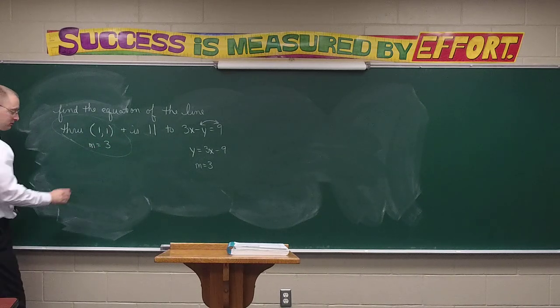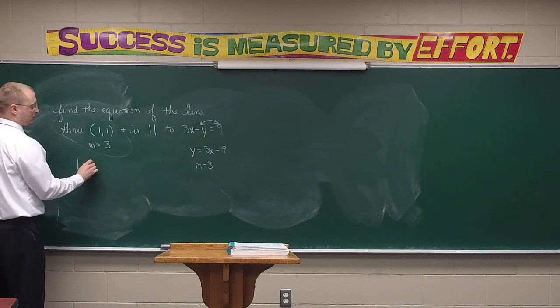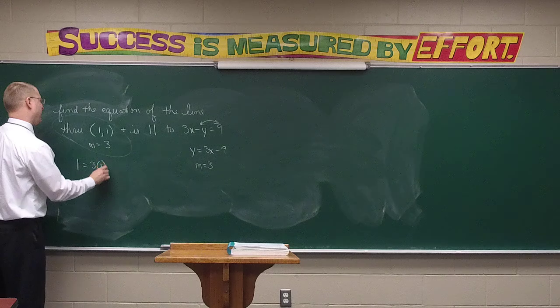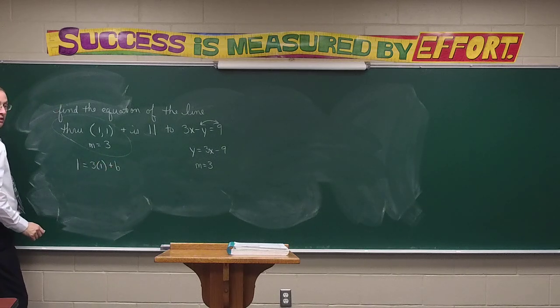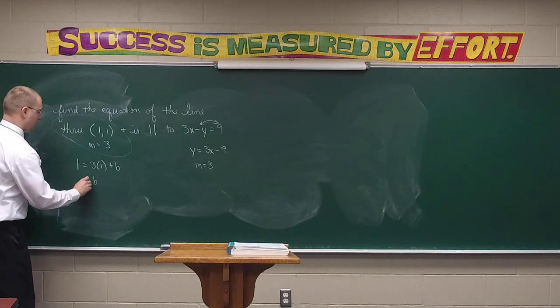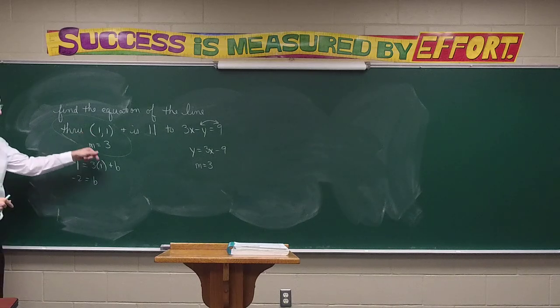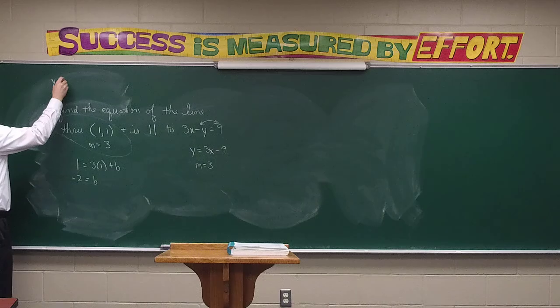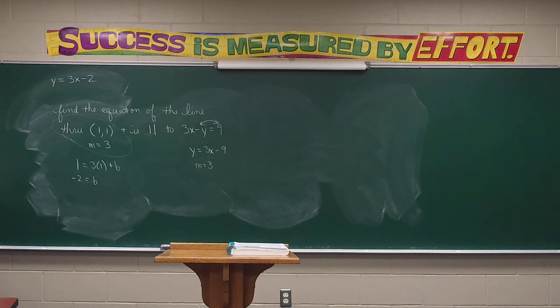Now what? You put it in slope-intercept form. Right? 1 equals 1 times 3, or 3 times 1. Technically, yeah. Plus b. You multiply the 3 and the 1 to get 3, and you move it over, and you get b equals negative 2. All right, so what's the equation of the parallel through this point, parallel to that line? Y equals 3x minus 2. All right, y'all still following along?